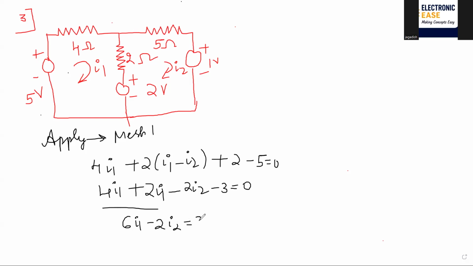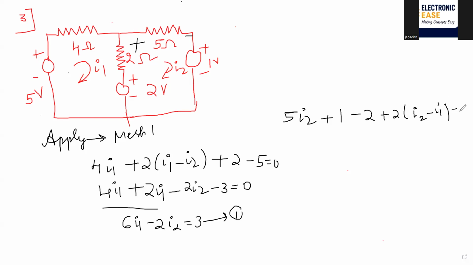So this is the first equation. Now the second equation we will be solving. 5I2 plus, if you are not writing any sign, it is plus only, children. 5I2 plus 1 minus 2 plus 2 into I2 minus I1 is equal to 0.